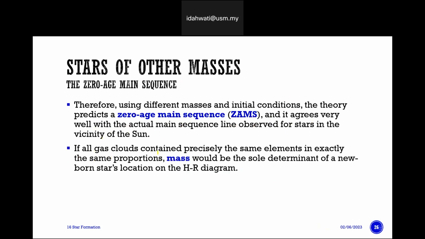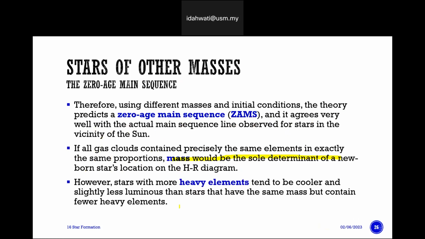If all gas clouds contained precisely the same elements in the same proportions, mass would be the sole determinant of a newborn star's location on the HR diagram. However, stars with more heavy elements tend to be cooler and slightly less luminous than stars that have the same mass but contain fewer heavy elements.